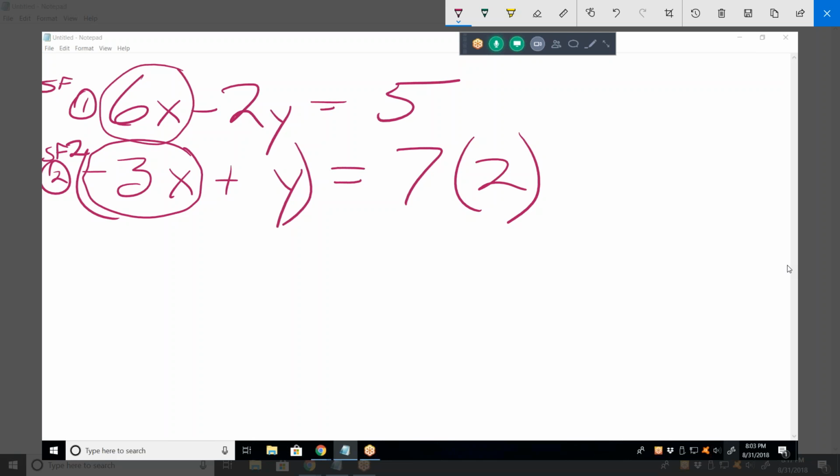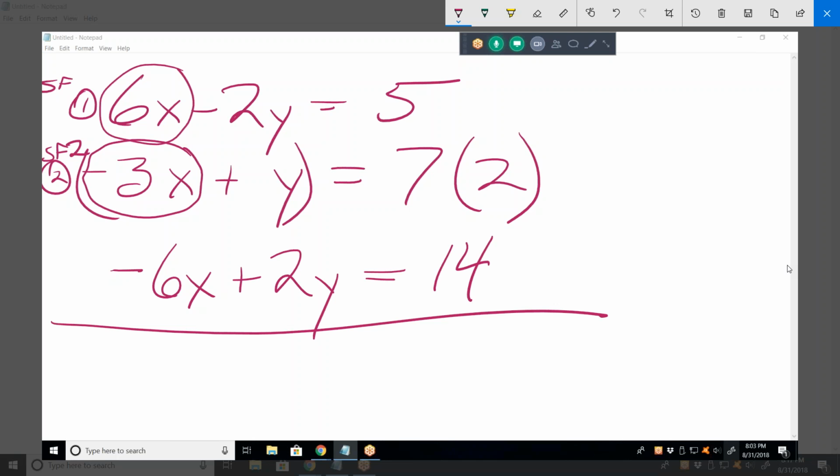Now, that gives me kind of a strange result. It gives me minus 6x plus 2y equals 14. That is my new equation 2. Let's cross out that one. This is the one we're dealing with. Now, how are we going to solve this one? Now we got this equation 1, this equation 2. What am I going to do next?